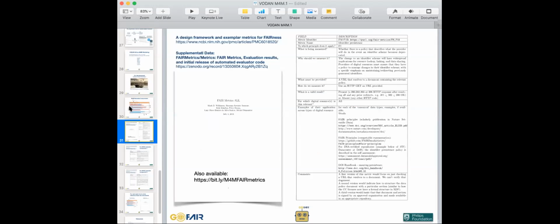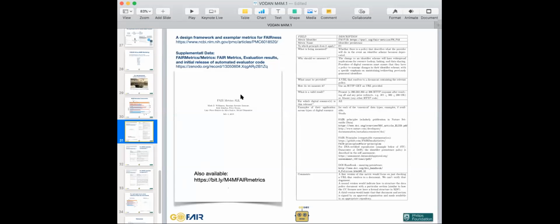At the end of this slide deck, you will see a list of reading references and recommended references, and this is one of them. This is work that I was involved with, as well as Luis. It was published in 2018, so a couple of years ago. It was a paper called A Design Framework and Exemplar Metrics for FAIRness, and there was supplemental data for it. I have a short bit.ly link here, M4M FAIR Metrics document. You can get to it at that bit.ly.